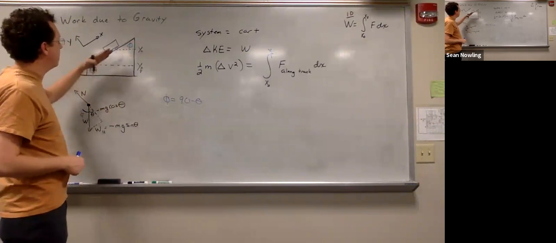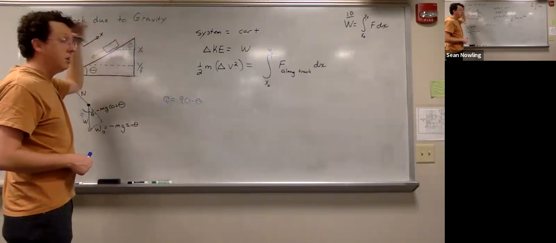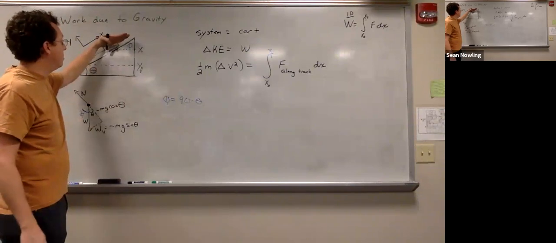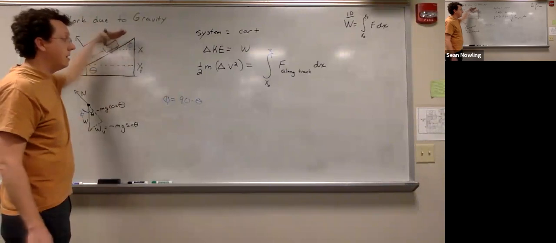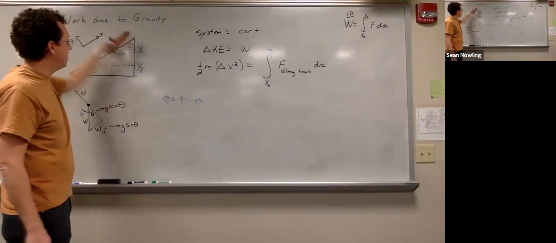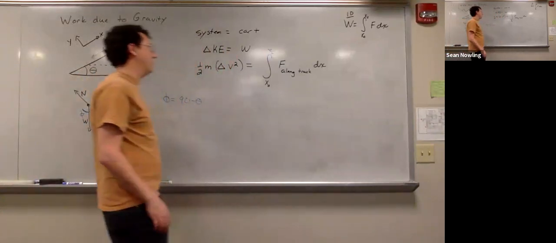And I want to emphasize, though, phi is the angle between the track and the vertical, or, more important for us, phi is the angle between the track, the motion, and gravity. Okay, the angle between the weight and the track. That's going to be important here in a minute.